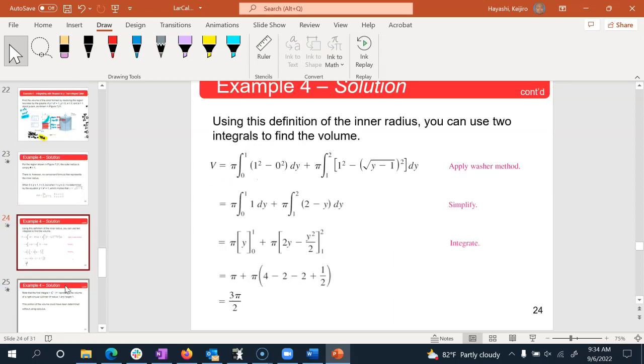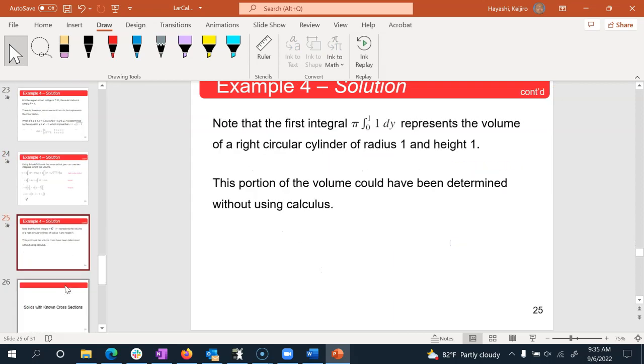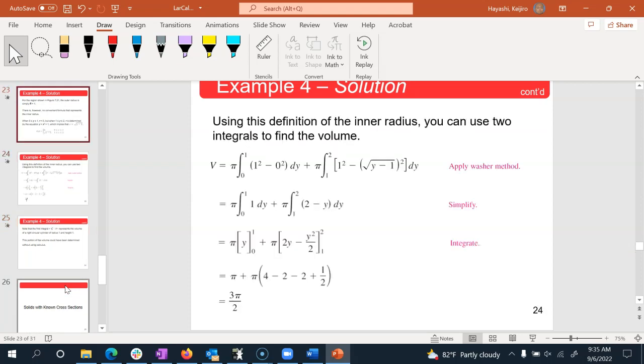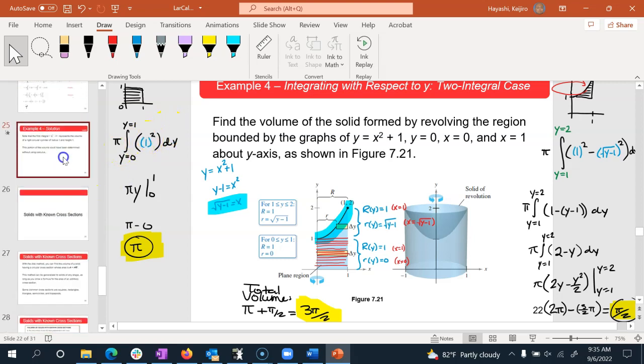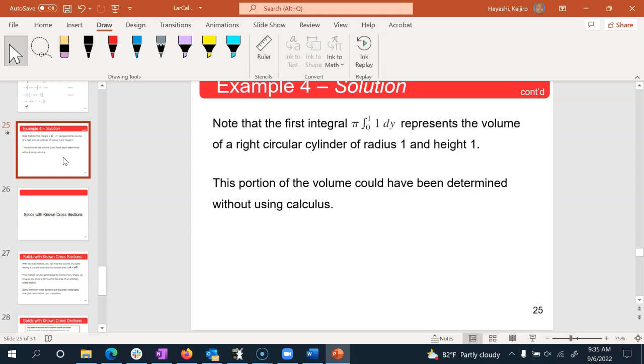Sure. Okay. Yeah, I mean, this lower region, you're literally taking a square and spinning it out. So you could have used the geometric formula, pi r squared h, to find that volume. Not like this was super difficult, anyways, but you could have. Yeah. I mean, you can do stuff like that. That's no real problem.